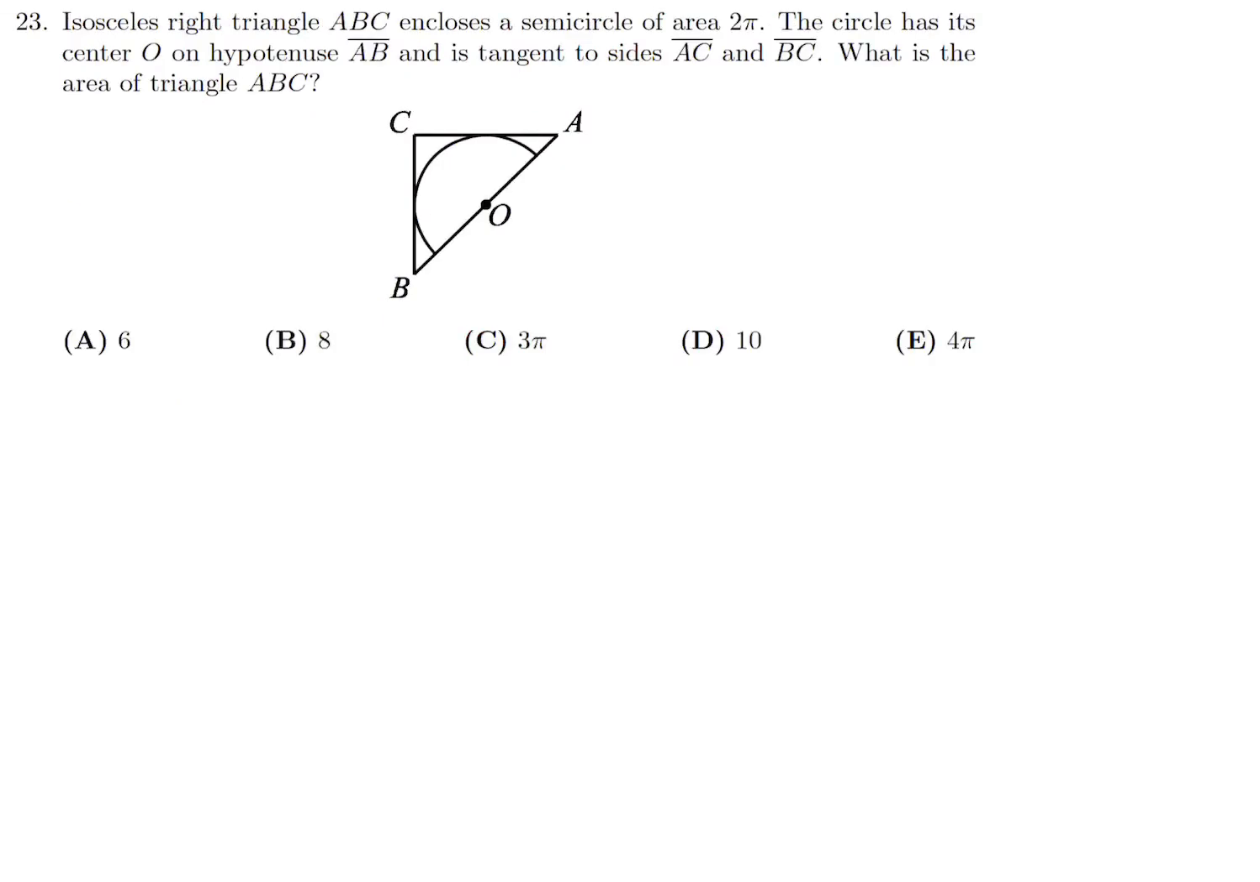Isosceles right triangle ABC encloses a semicircle of area 2 pi. The circle has its center O on the hypotenuse AB, and it's tangent to the sides AC and BC. What is the area of triangle ABC?